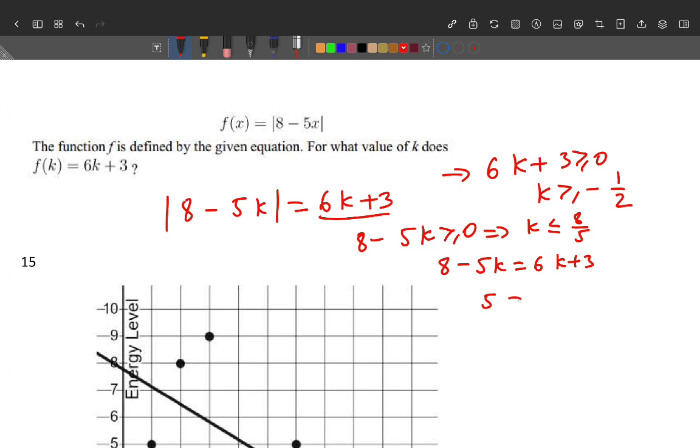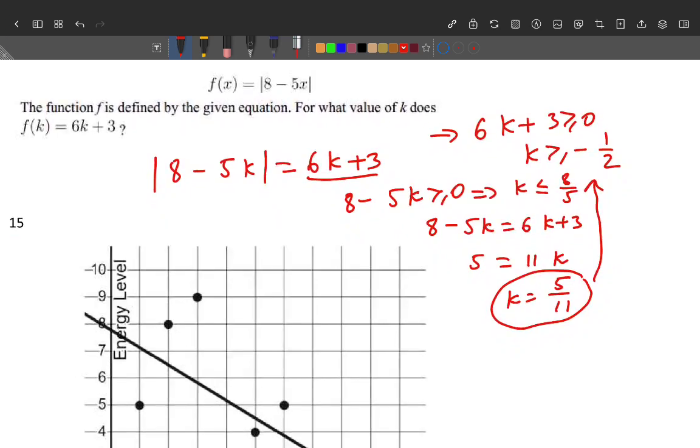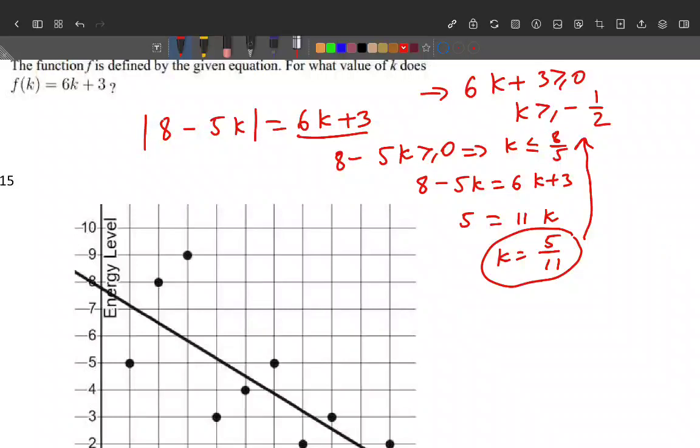It means 5/11 k. K is equal to 5 divided by 11. It satisfies all these inequalities, and because of this k is equal to this one. Okay, and another solution, we should check it.